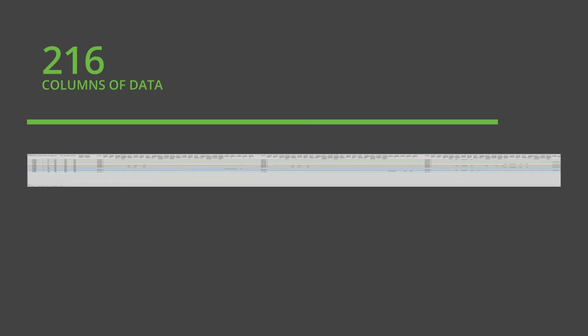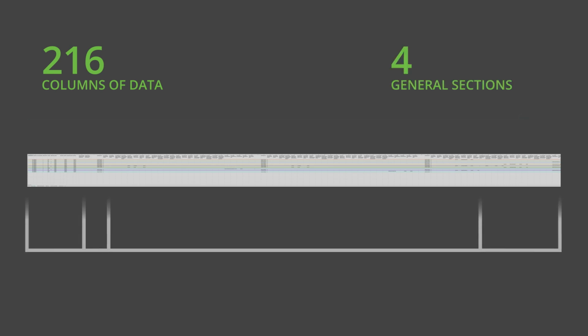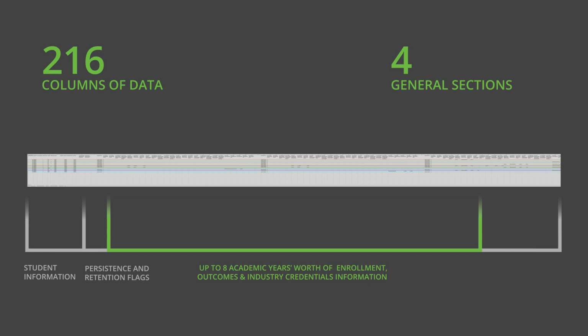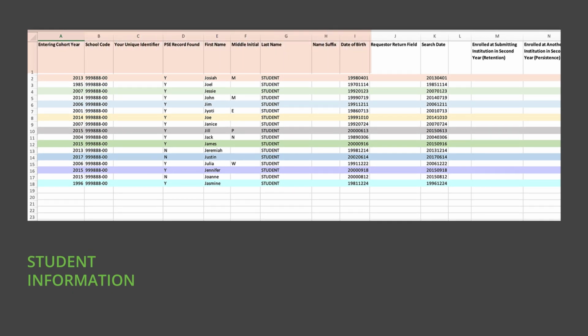The Analysis Ready report has 216 columns of data that can be categorized into 4 general sections: student information, persistence and retention flags, up to 8 academic years worth of enrollment, outcomes, and, where applicable and available, industry credentials information, and cumulative enrollment and outcomes information. Student information consists of student information and search date as provided for each student in your StudentTracker request file.